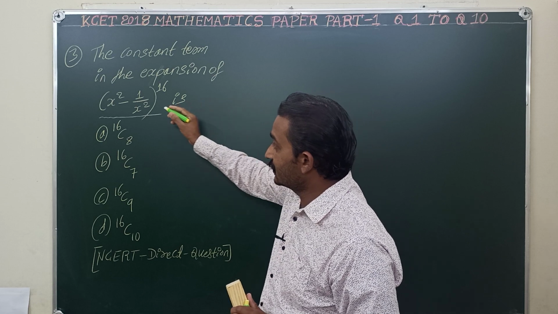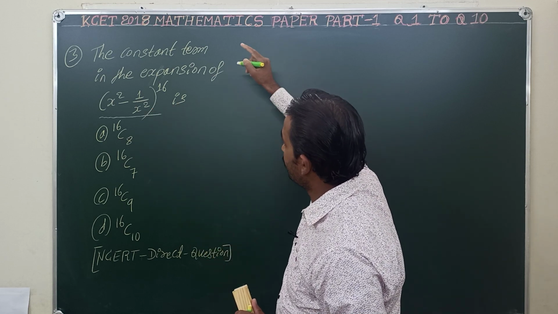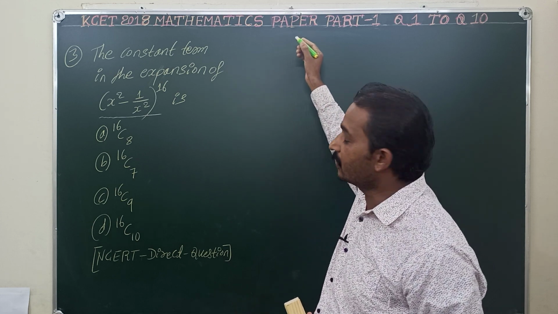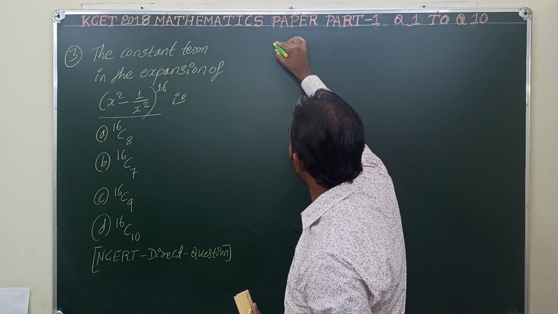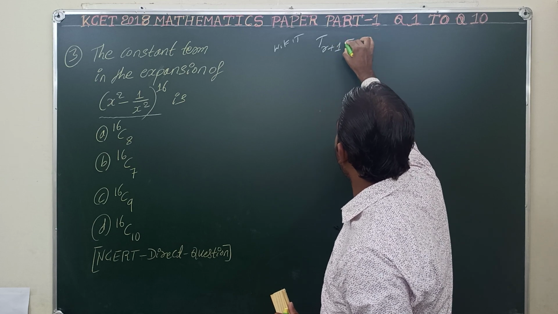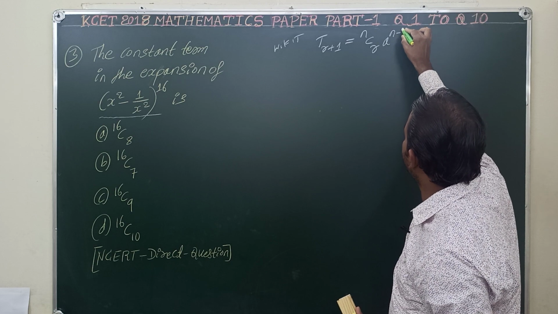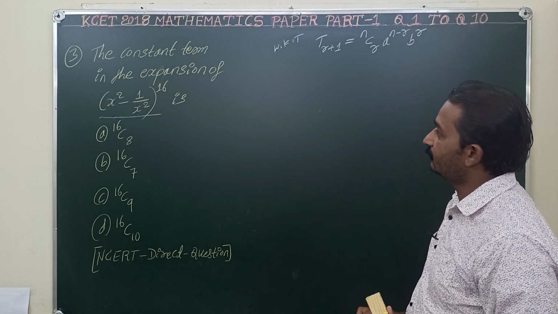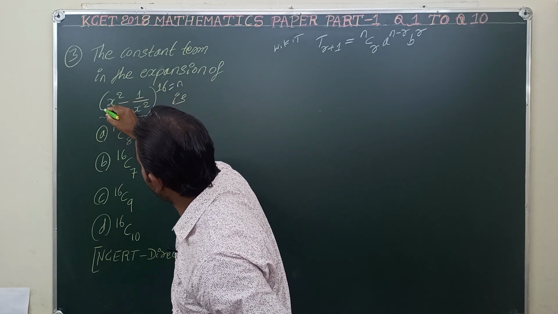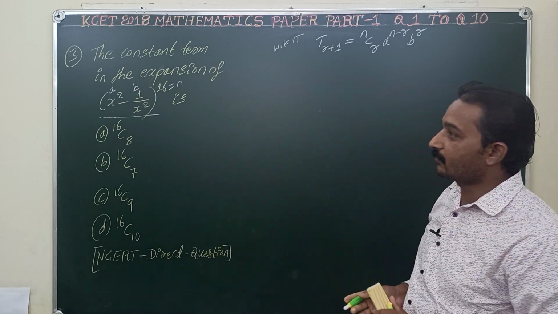the general term of this binomial expansion. So I am solving this question by using the general term of (a plus b) whole to the power of n. General term means what? In this case T(r+1) equals nCr a to the power of n minus r into b to the power of r. So in this case this is n, this is a, this is b. So substitute these values, we get the required answer.